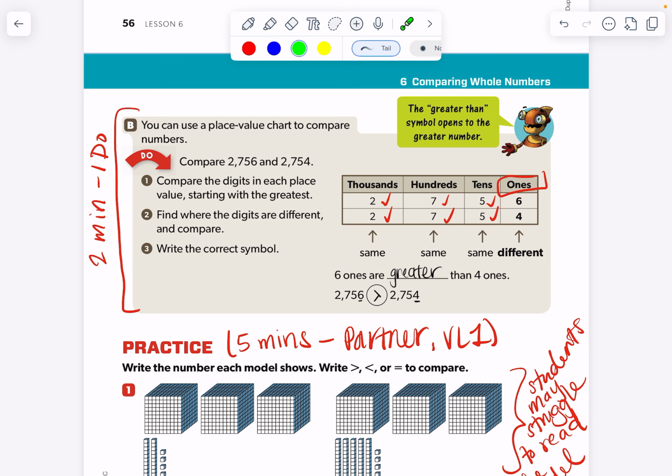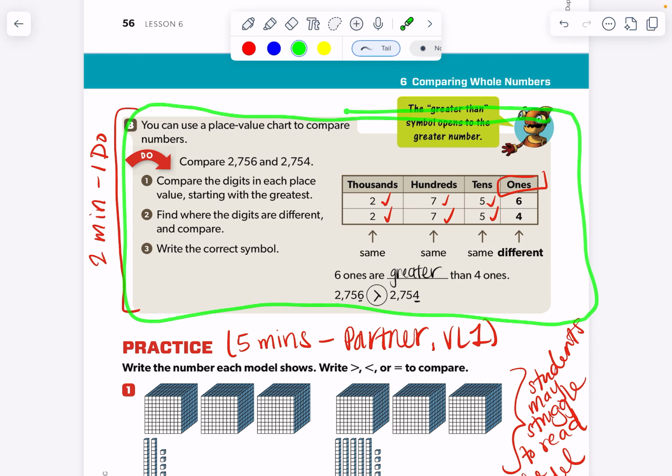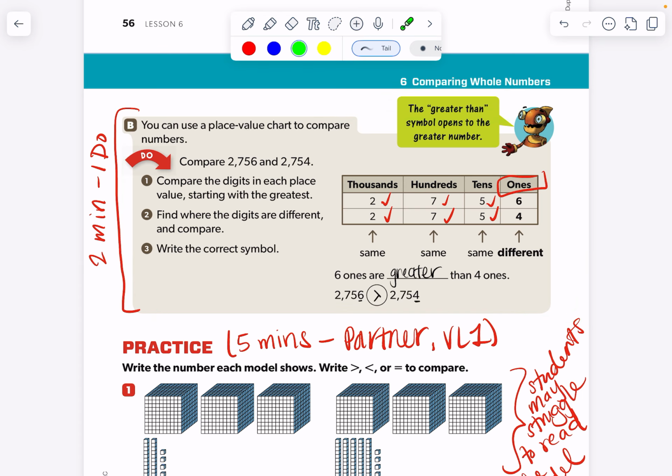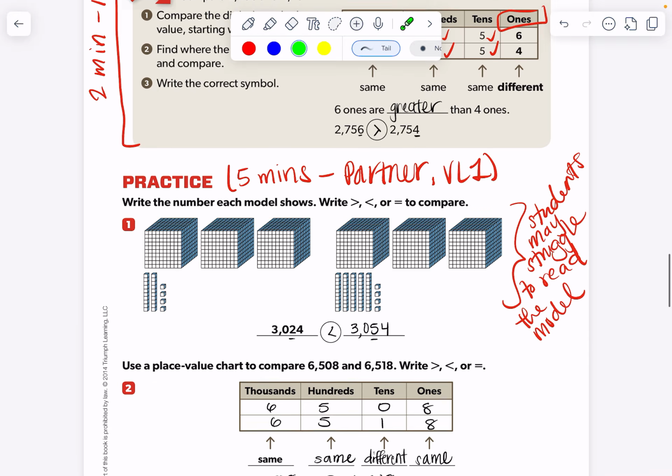From there, students are going to be comparing digits. They have done this in past lessons, so they should not struggle to see that both numbers have the same digit in the thousands place, in the hundreds place, and in the tens place. However, in the ones place, we have two different digits. We have 4 and we have 6. And we know that since 6 ones is greater than 4 ones, 2,756 is greater than 2,754.